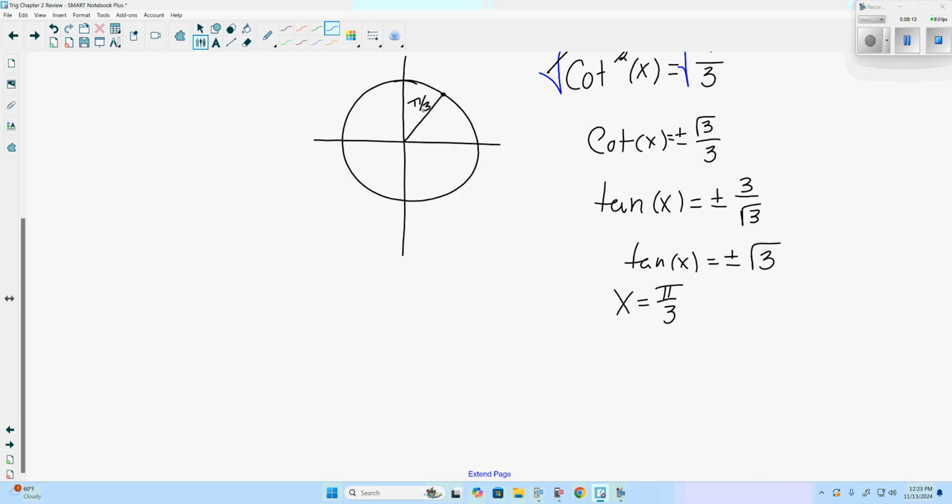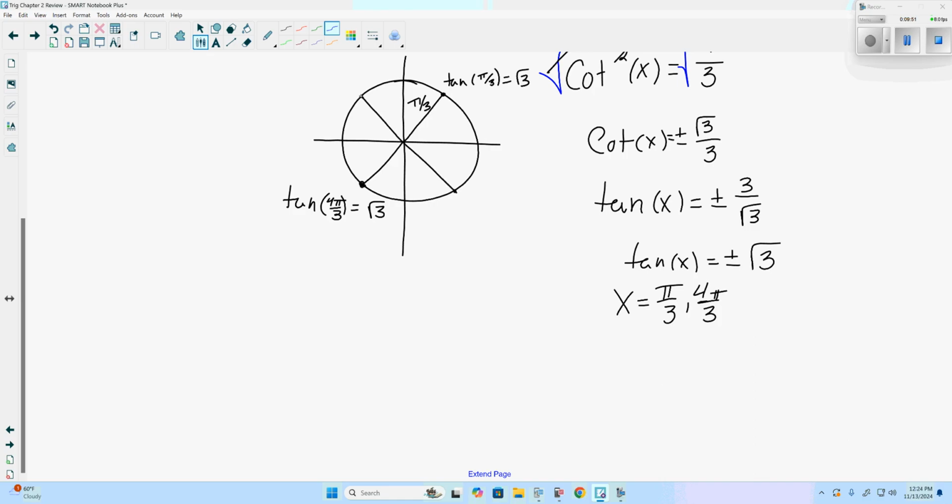Well, pi over 3 is this positive angle for tangent, where tangent of pi over 3 is our square root of 3. Pi units away from it on the other side, tangent of this angle is also the square root of 3. And the one that is that angle is 4 pi over 3. So tangent of x equals positive square root of 3 at pi over 3 and 4 pi over 3.